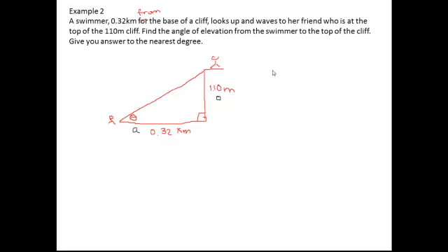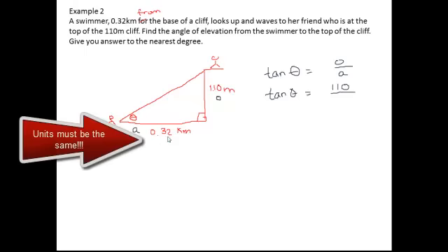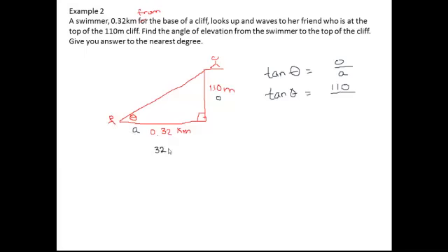Okay, so same as the last example, we're going to use the tan ratio. So the tan of theta is equal to the opposite over the adjacent. And we're trying to work out theta. The opposite is 110 meters. Now, hopefully you've noticed that this is in kilometers, and we need to have both of those measurements in the same units. So 0.32 kilometers is the same as 320 meters. Okay, you would just times that by 1,000 to go from kilometers to meters, because there's 1,000 meters in a kilometer.